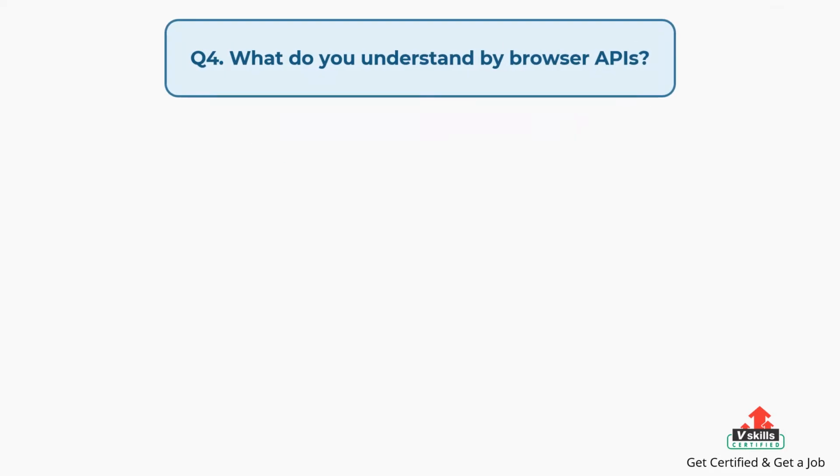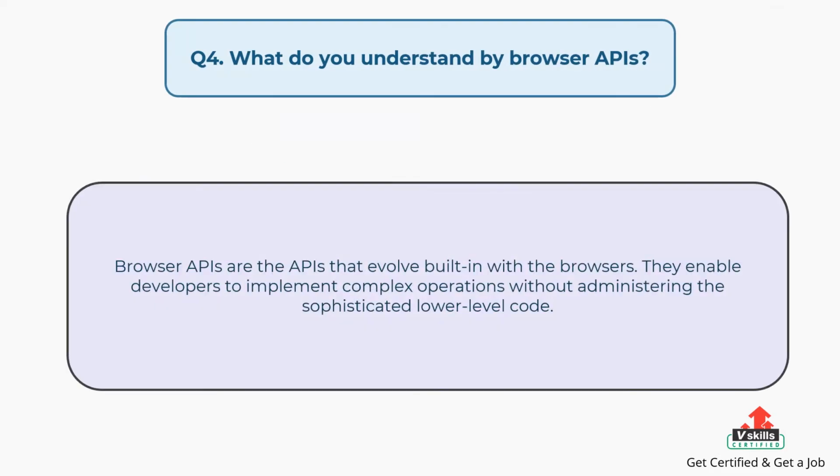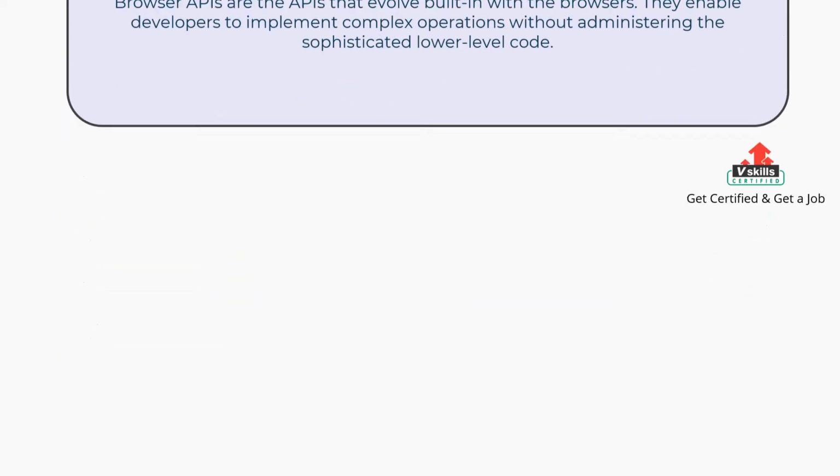Question number 4. What do you understand by browser APIs? The answer is browser APIs are the APIs that evolve built-in with the browsers. They enable developers to implement complex operations without administering the sophisticated lower-level code.